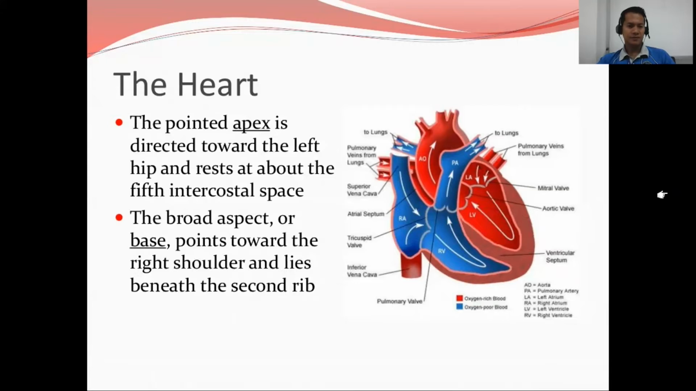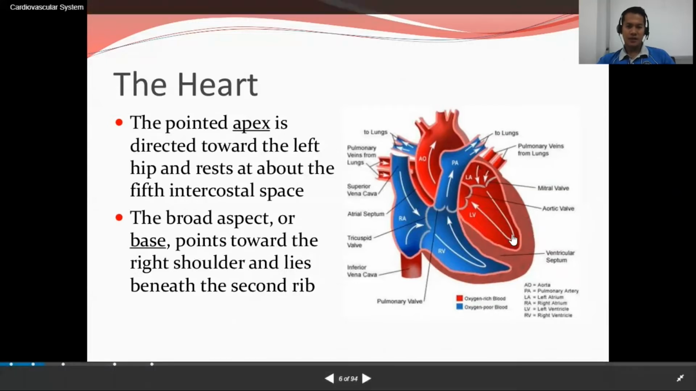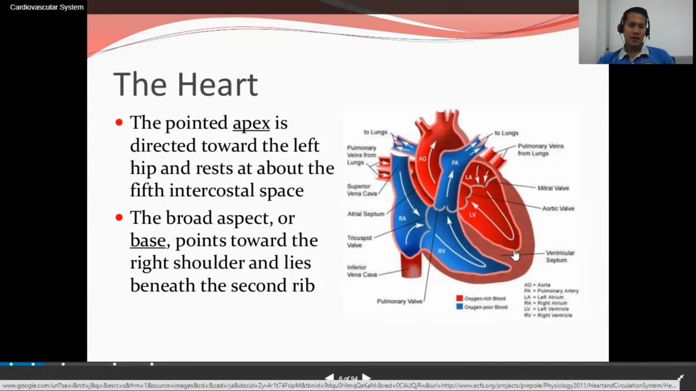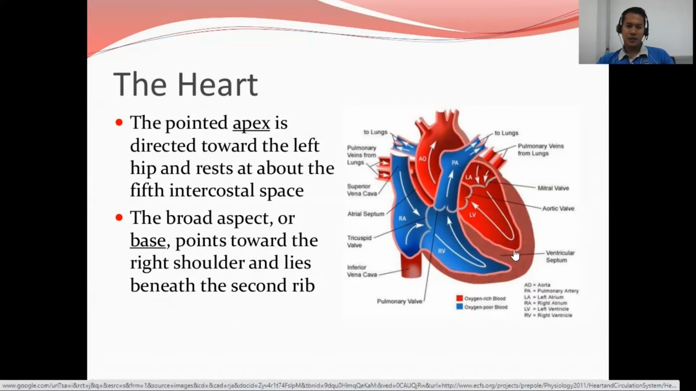Let's continue. This is the apex right here. And I mentioned a while ago that this here is thicker. The reason is that this here pumps blood throughout the body. It has to be forceful and powerful in delivering the blood, or the oxygen, throughout the body.